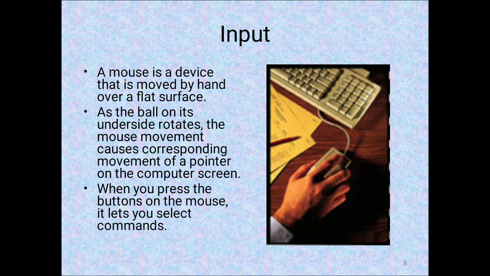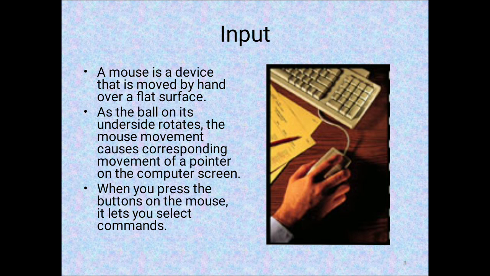A mouse is a device that is moved by hand over a flat surface, as you can see in the picture, and all of you are aware of that, as the ball on its underside. I'm talking about the mouse which was used before this optical mouse. That mouse was called a scroll mouse.